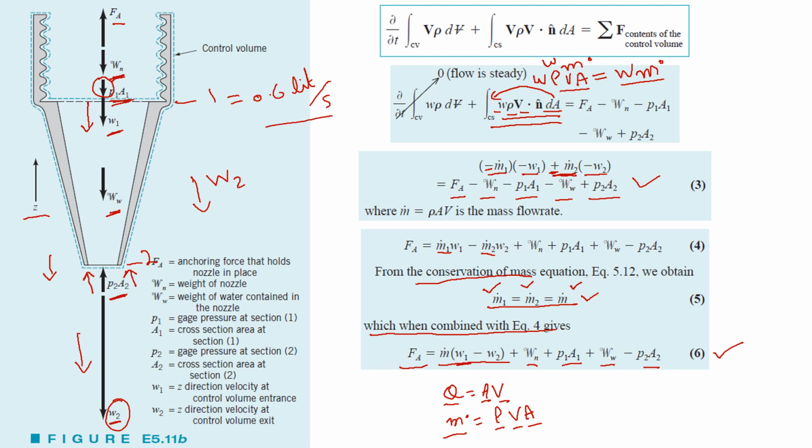0.6 liter per second. So I will take that as Q1, and from that I'm going to find my velocity at W1, W2 and my mass flow rates. So this is how we are going to do it. So let's move forward.